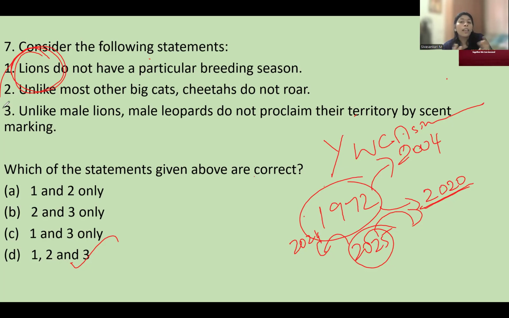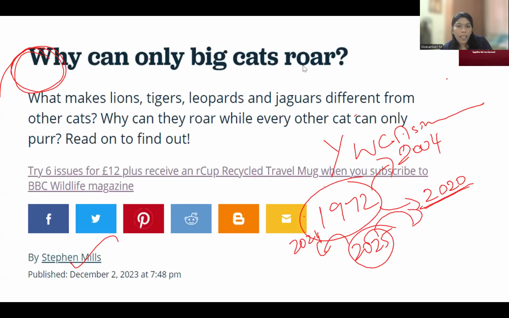About the species means what can they ask? First, where they live, what they eat, what is its character, what is its status. Status doesn't mean rich and poor, I'm talking about IUCN status. So lion and cheetah, you can see that they compared both lion, cheetah, lion, leopard. And you would have seen, not only this, there was also news related to this particular species. See this, I can show you that. You can see this. Why can only big cats roar?